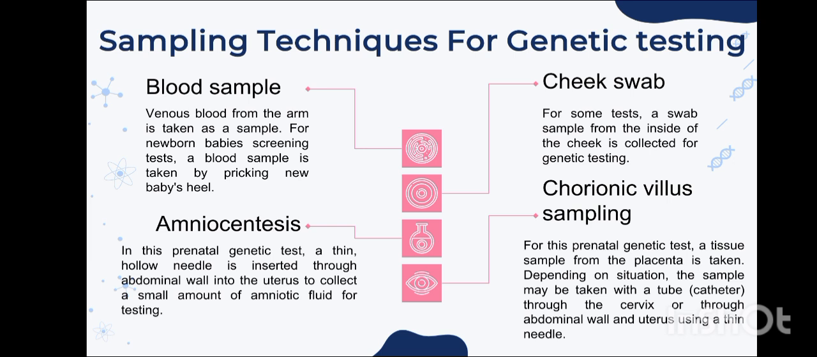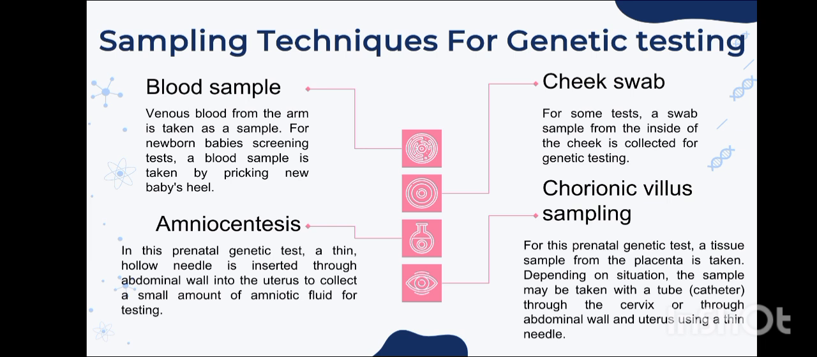Fourth is chorionic villus sampling. For this prenatal genetic test, a tissue sample from the placenta is taken. Depending on the situation, the sample may be taken with a tube through the cervix, or through the abdominal wall and uterus using a thin needle. So we take the tissue from the placenta.